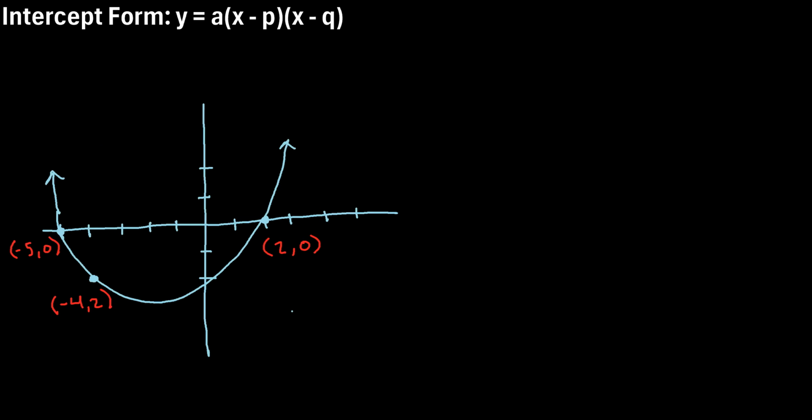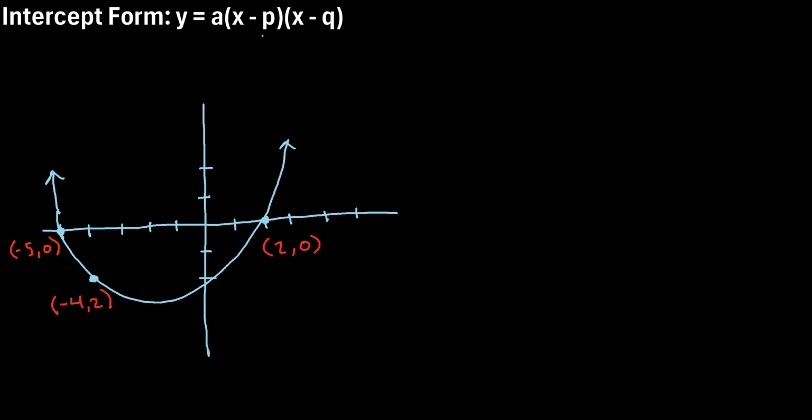All right, let's try one more example. Let's say we're given this graph of a parabola and we want to write it in intercept form. So we're told that this parabola has x-intercepts (-5, 0) and (2, 0), and we're also told that the point (-4, 2) belongs on the parabola.